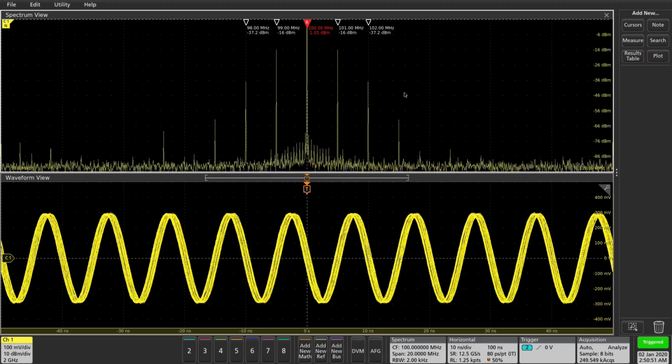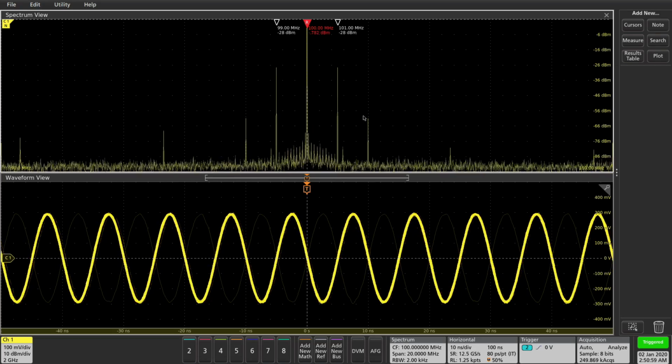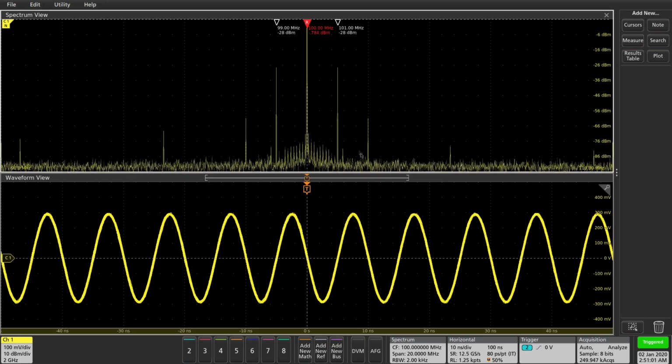But if I reduce the depth of the modulation from 20 degrees, let's say, to 5 degrees, you can see that the Bessel functions begin to degrade very quickly, and eventually if this tone disappears, AM and PM become indistinguishable. So let's go back and put this at 20 degrees.